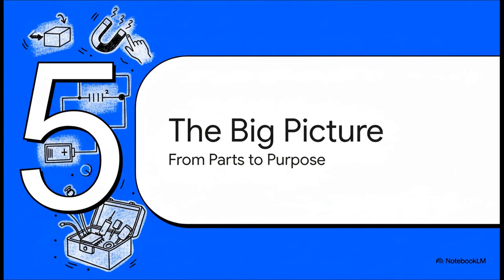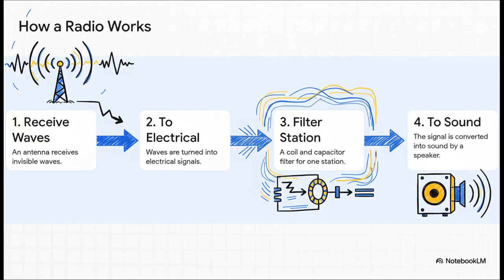All right, let's zoom out. We've got our basic forces, we've got the rules of a circuit, and we've got our toolbox of components. So how in the world do these simple building blocks come together to create the complex gadgets we use every single day? Let's look at a radio. First, an antenna catches invisible radio waves and turns them into a tiny electrical signal. Then, a tuning circuit, using our friend the capacitor, is adjusted to resonate with just one station's frequency, filtering out all the others. Finally, that one isolated signal gets amplified and sent to a speaker, which turns the electricity back into sound.